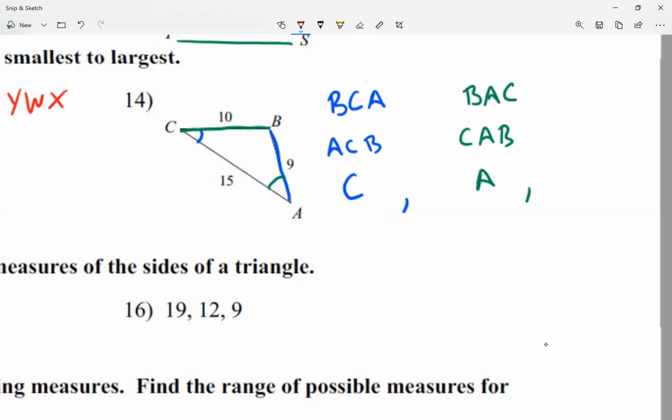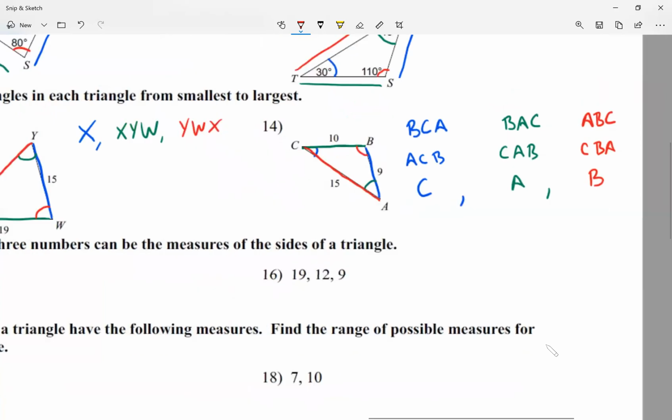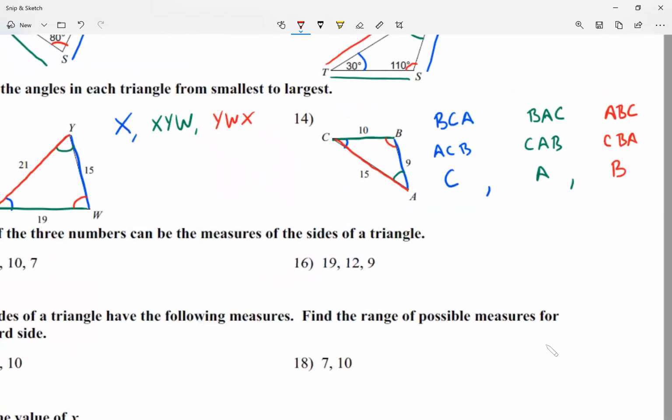And then the biggest side is 15. The angle opposite from that is B. If I'm going to use all 3 letters, make sure B is in the center. So I can call this angle ABC or angle CBA. Or I can just use B. Whichever one you want. You got choices. Your homework will accept either of the correct choices. All right, it's nice to have choices.